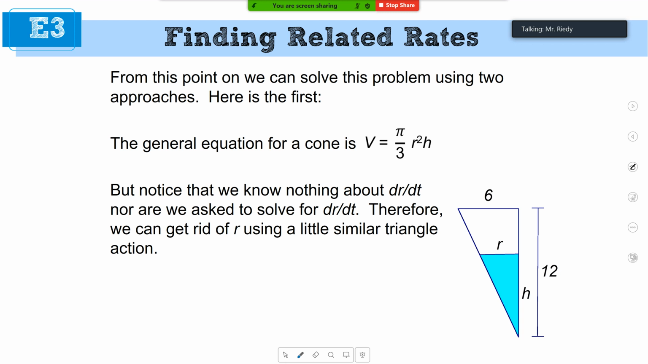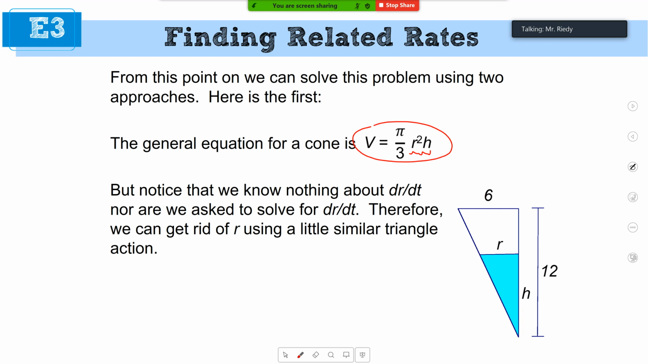So again, let me review here. There's too many variables in that problem. If I had to take the derivative of that, I'd have to do a product rule with these 2 guys. I'd have a dr dt, a dh dt, a dv dt, r's, h's, and v's flying all over the place, and it's a mess. However, if I get sneaky and use a little bit of geometry, I can get rid of one of the variables.